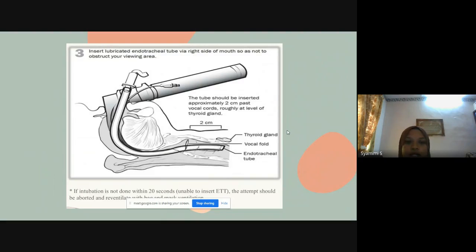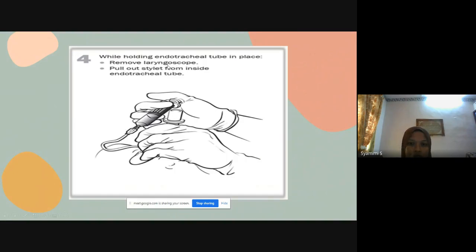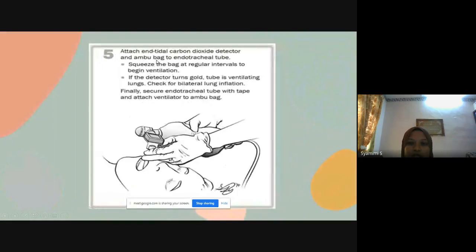The fourth one is, while holding the endotracheal tube in place, you can remove the laryngoscope. If you use the stylet, this is where you remove the stylet from inside the endotracheal tube. And the last one, attach the end-tidal carbon dioxide detector and the bag to the endotracheal tube. This is the bag, or bag and mask. Squeeze the bag at regular intervals to begin ventilation.